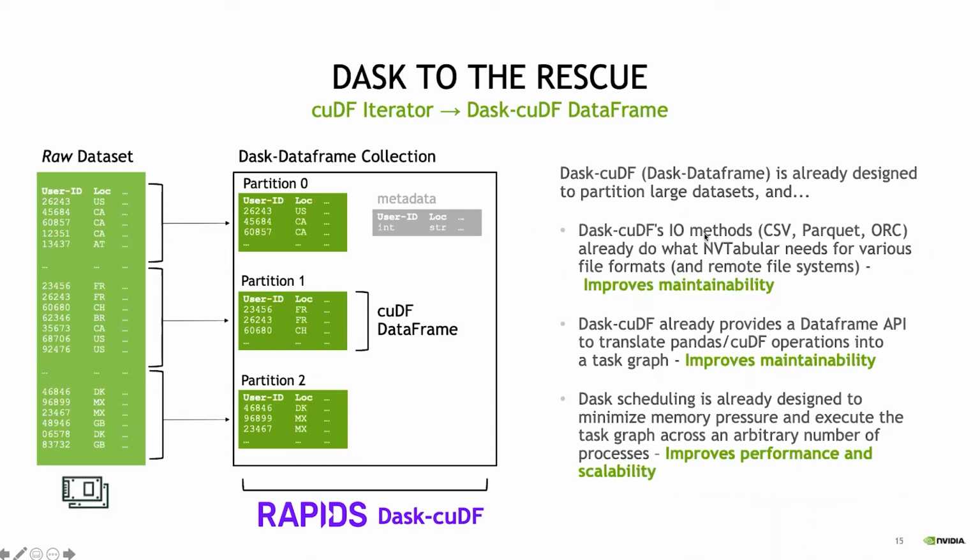We can use the IO methods that already exist in Dask-cuDF and Dask-Dataframe. Also, we already have that Dask-Dataframe API that can achieve many of the operations that we need to perform on our recsys data sets. And then we can also parallelize it, right? That's what Dask gives you. It gives you this concurrency that makes it easy to scale.